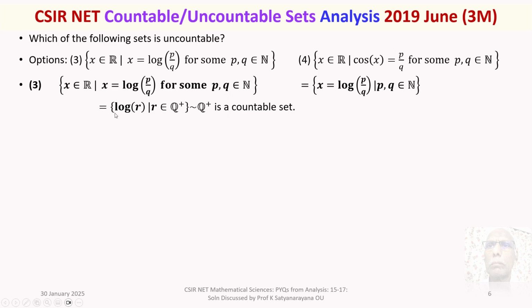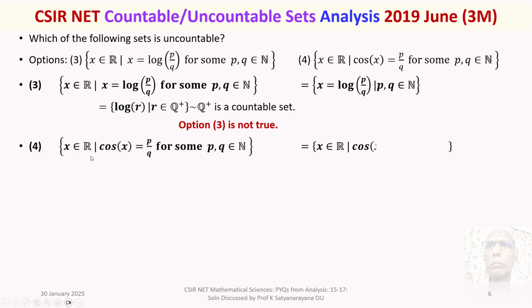So the set of all log R such that R belongs to Q plus is equivalent to Q plus, and Q plus is a countable set. Sorry, it is a countable set. Therefore, option 3 is not true. We have to find the set which is uncountable, but it turns out to be countable. Therefore, it's not true.